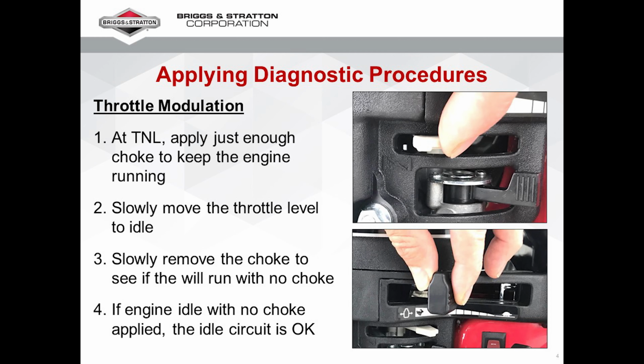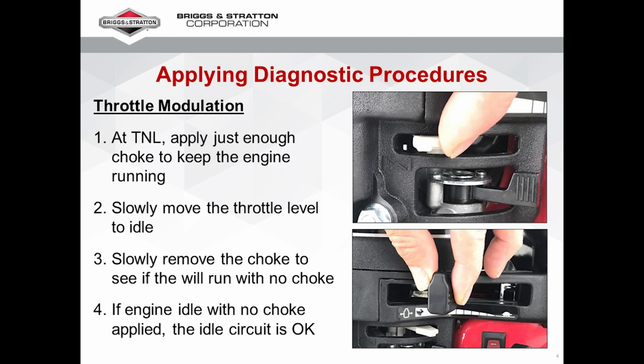Throttle modulation is a great diagnostic tool to help us narrow down which circuit in the carburetor is likely the root cause of the performance issue. While the engine is running, and as much choke as needed is applied to allow it to run, have the throttle set to full speed and run the engine at top no load, as we call it. This will get the engine up to temperature and stabilize the performance enough for the next step.